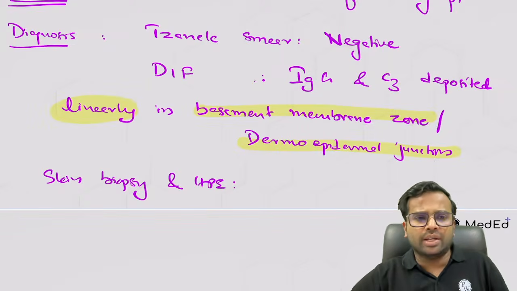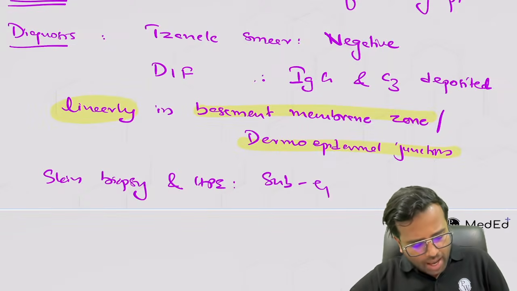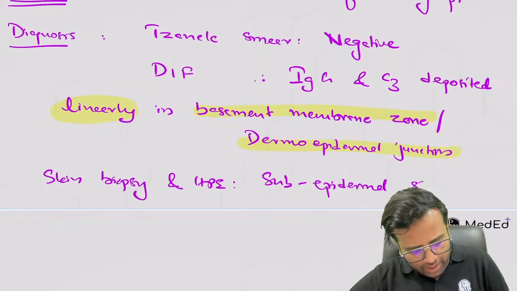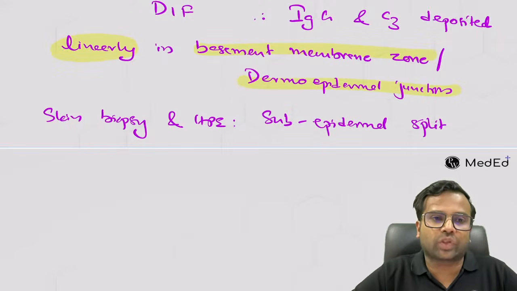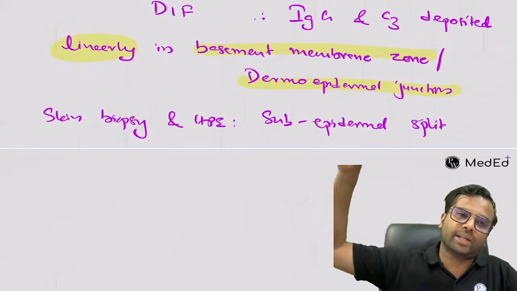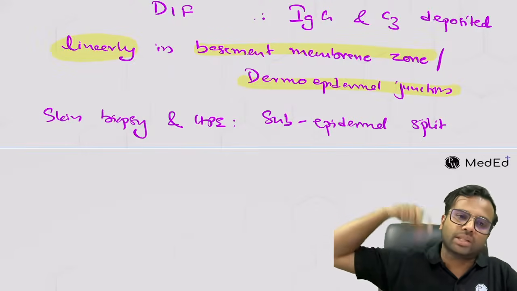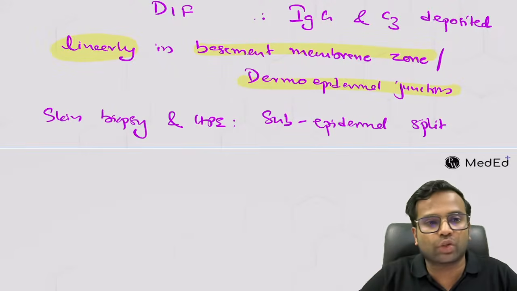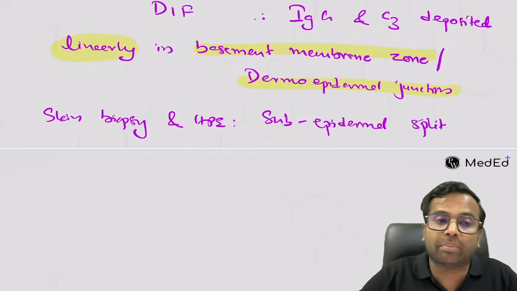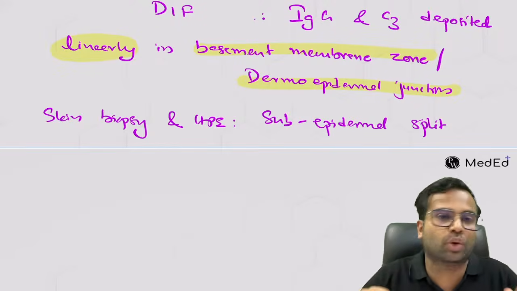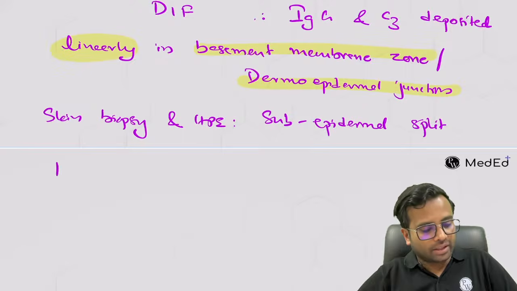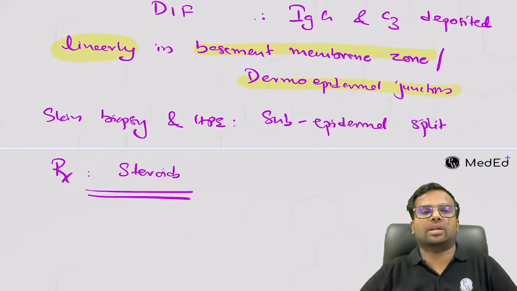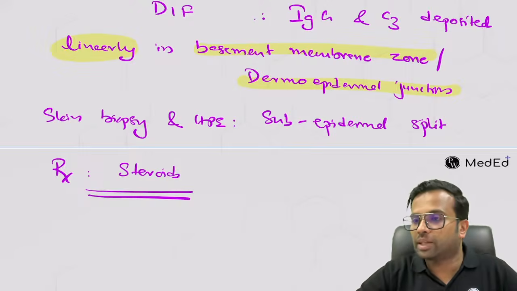histopathological examination, here what do you see? A subepidermal split can be seen. Okay, so don't get confused. DIF there shows fishnet, here a linear pattern; there in the epidermis, here you will see it in the basement membrane zone. Whereas skin biopsy in Pemphigus vulgaris shows a row of tombstone appearance. Here we see a subepidermal split. Clear? And the treatment here is going to be with steroids.